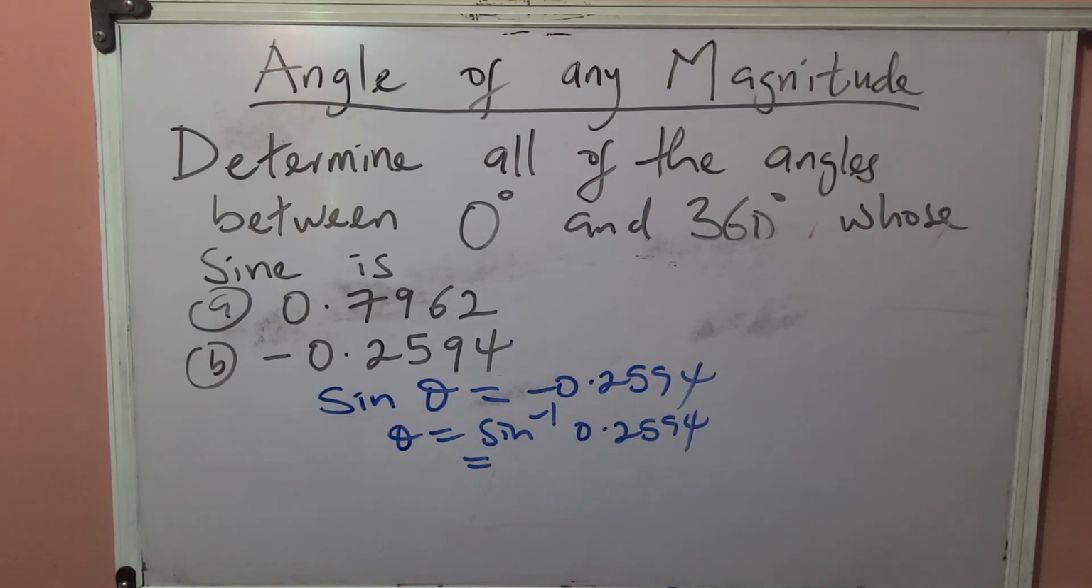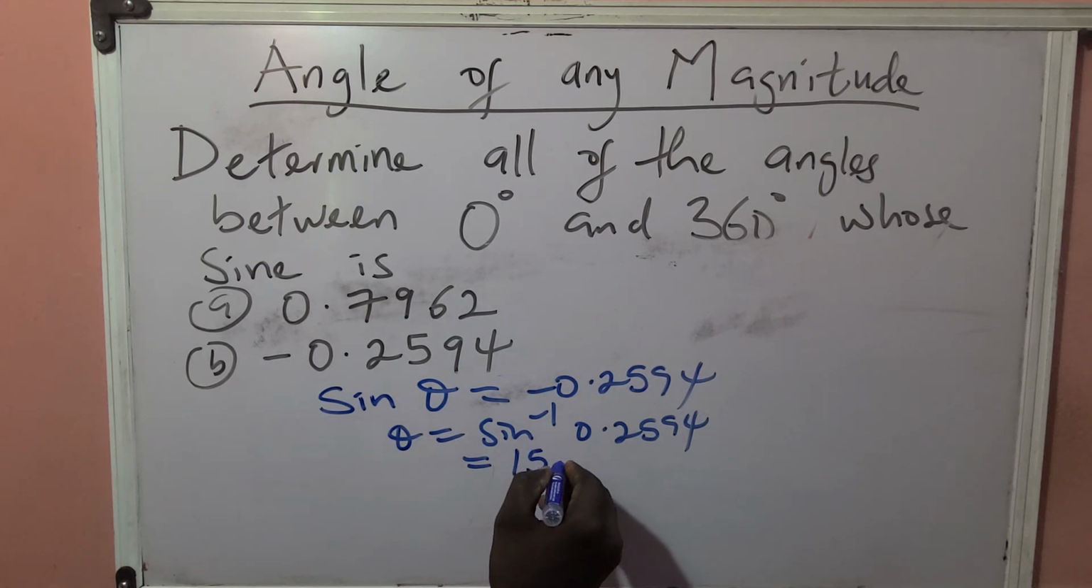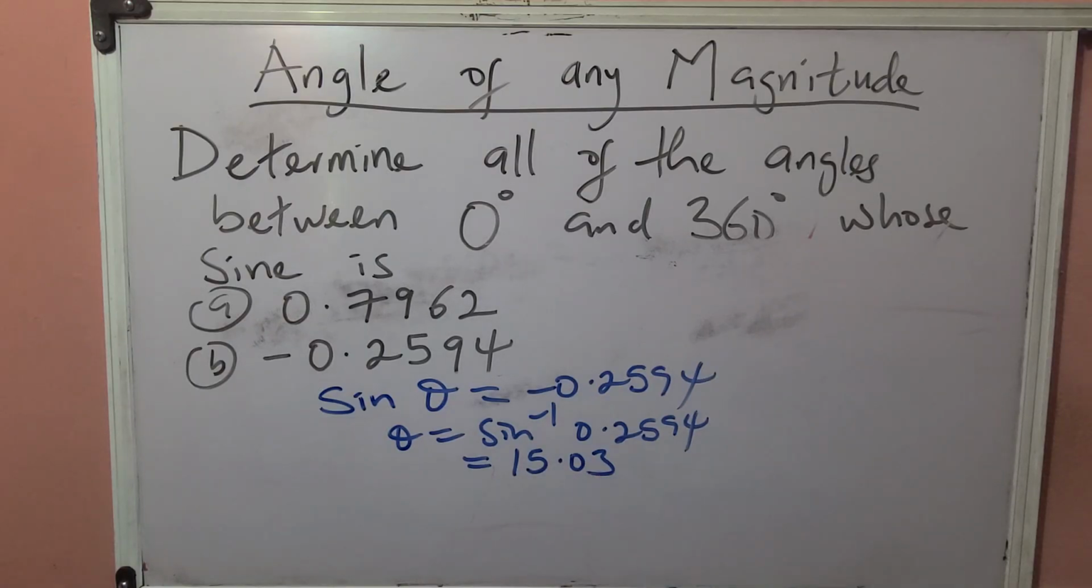In this case I'm ignoring the minus, I'll just put in 0.2594. So here I'll get my answer to be 0.2594. The arc sine of that will give me 15.03. So 15.03 degrees was the theta I've been able to arrive at here. Now, mind you, I always told you, this doesn't necessarily have to be part of your answer.